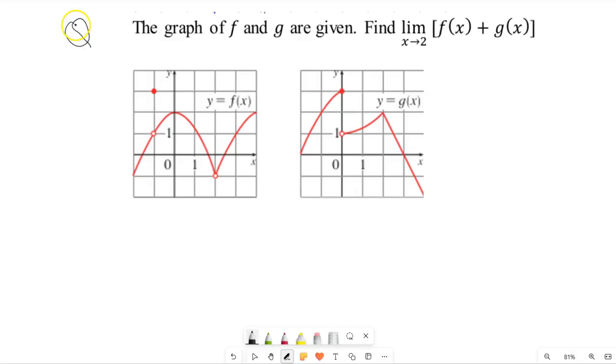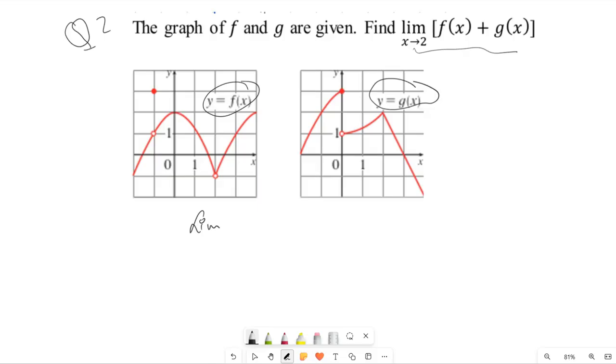Question number 2 from the review. The graphs of f and g are given as these. Let's talk about this. The first graph is f and the second graph is g. You need to find this limit.